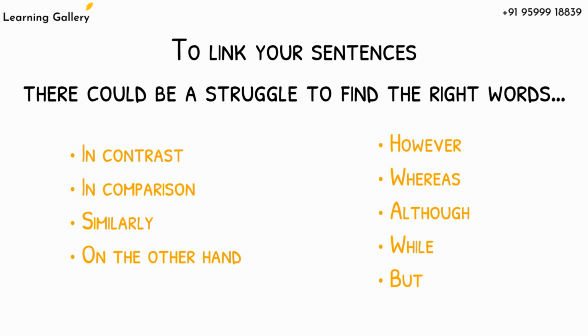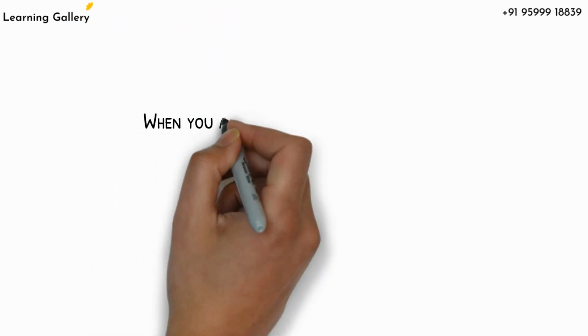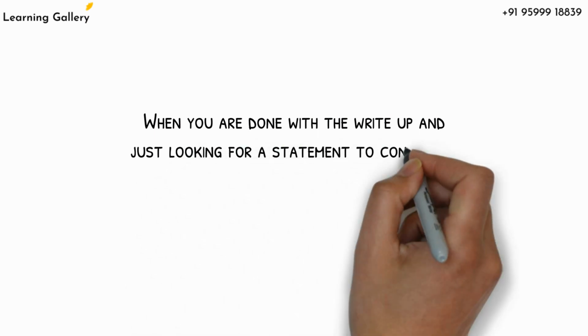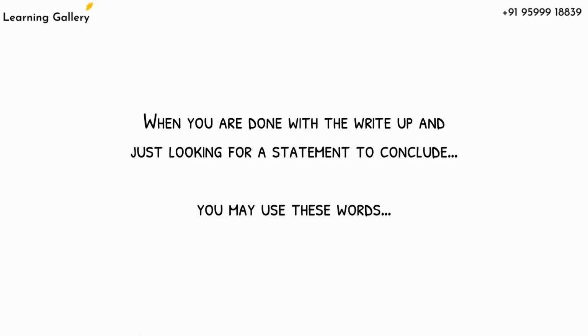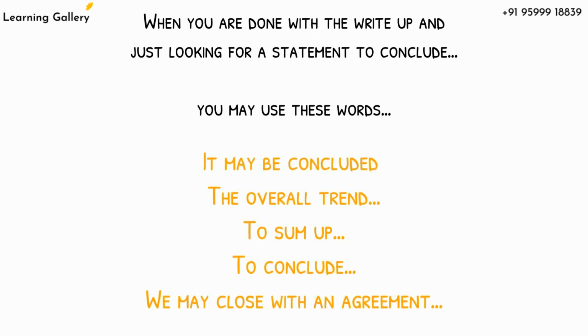Now let's talk about linking the sentences. To link your sentences, there could be a struggle to find the right word. So you may try using these words. Here's how you may use them: In contrast to the above mentioned statement, or you may write, on the other hand, we can see the figures falling steeply in the year this and this, and so on.